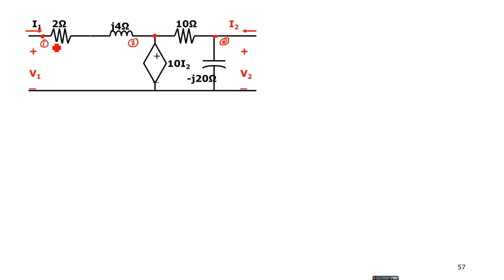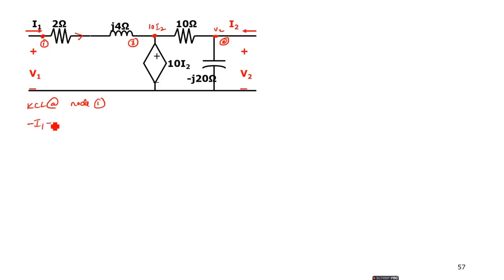By observation, this is at voltage V1, this is at voltage 10 into I2, this is at voltage V2. All right, so let us apply KCL at node 1. To this node, two branches are connected. One is I1, another one is this branch. So assume that this current is entering.